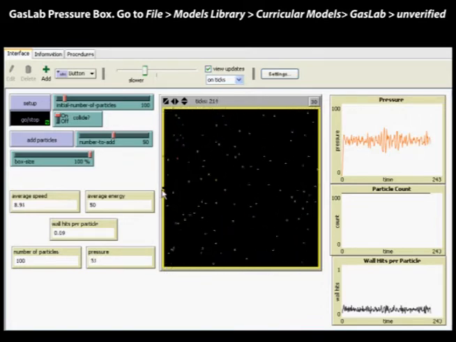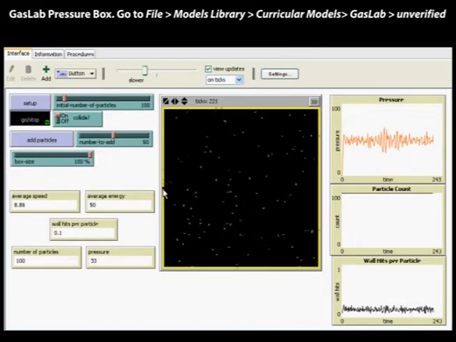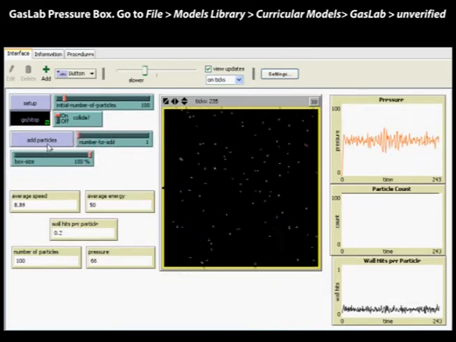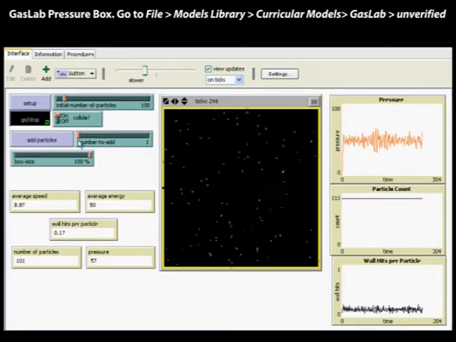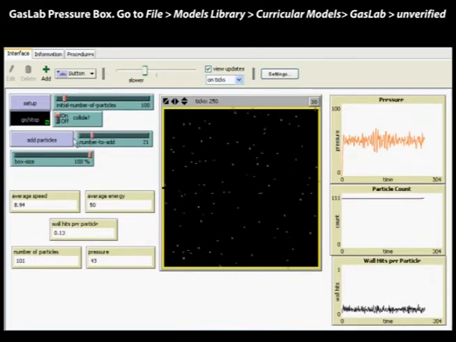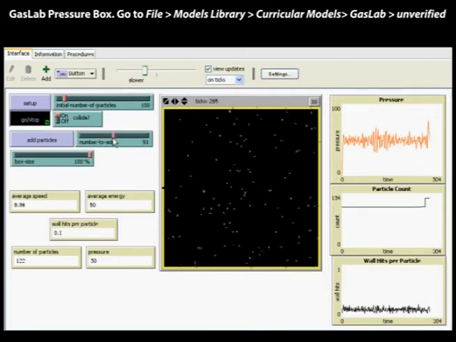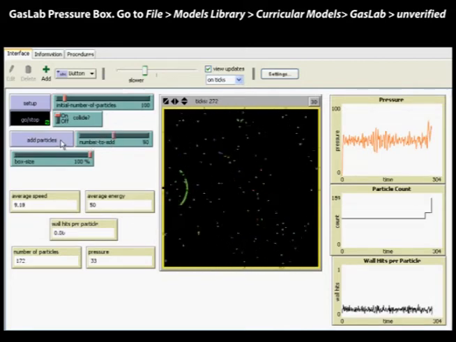We can also add particles to the chamber through a nozzle located here, and we can add them in puffs of any number of particles. We can add them in puffs of 1, for example. There it went. We can add them in puffs of, say, 21. For our purposes, we're going to add them in puffs of 50, like so.